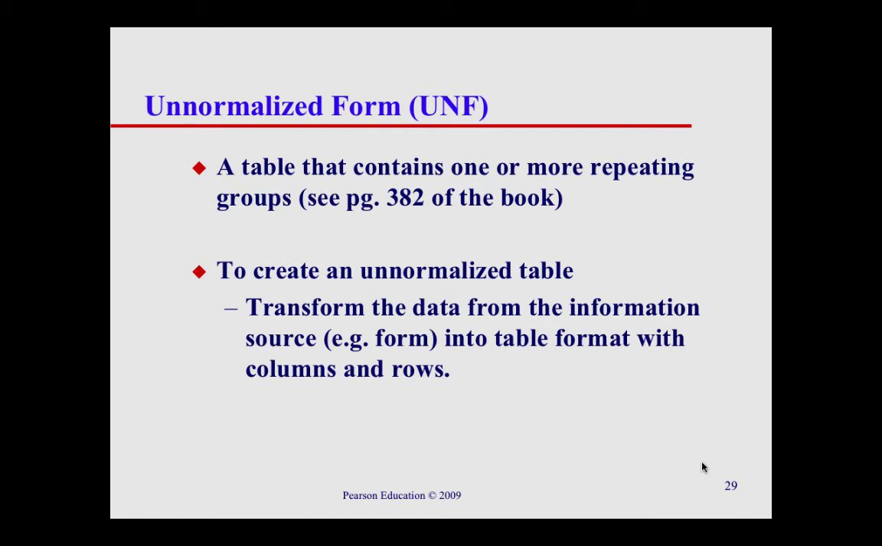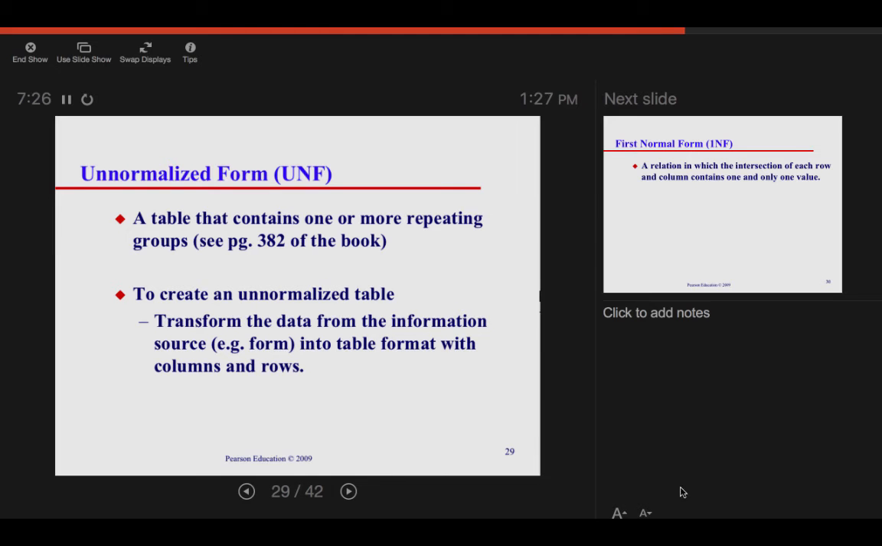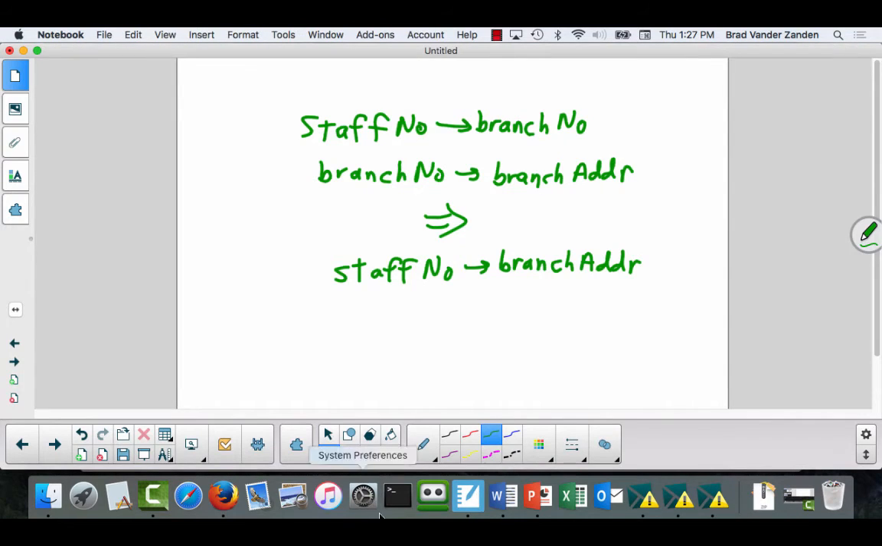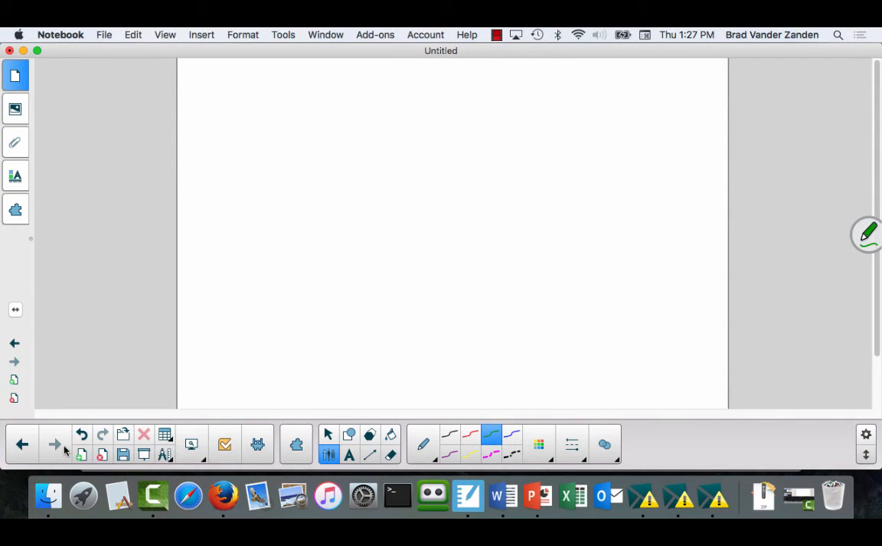To get our initial set of relations, we simply create a table with our data. We might use forms for that. Forms are a very handy thing. We might talk to employees, but we just come up with a set of initial tables. And one common thing to do is to create what's called the universal relation.